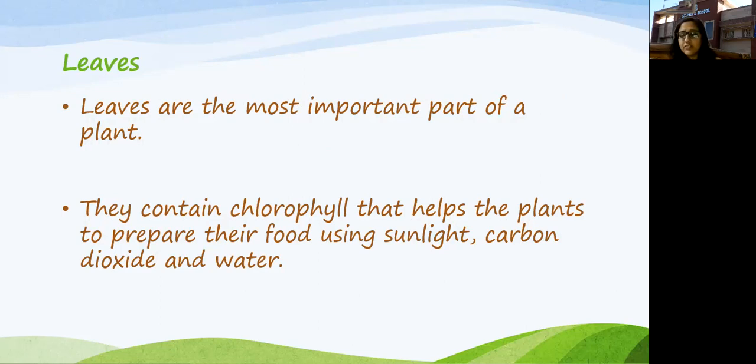क्या होता है photosynthesis में? Actually, these leaves, they have a green colored pigment. है ना? Green color का एक pigment होता है इनमें, which is called as chlorophyll. Now, this chlorophyll, it helps the plants in preparing their food. किन किन चीजों को यूज करके बनाते हैं?